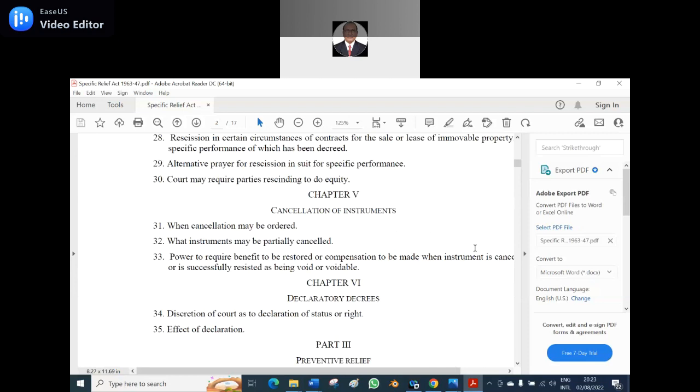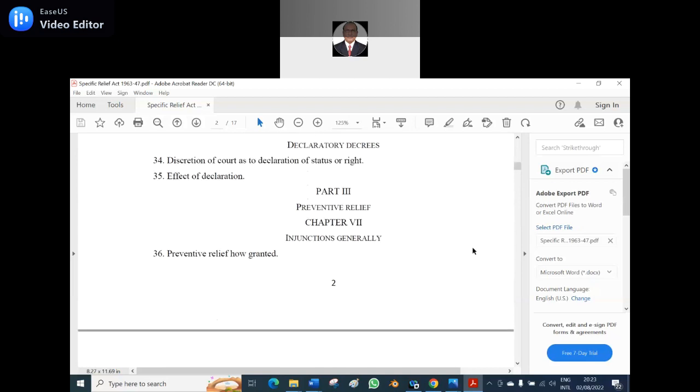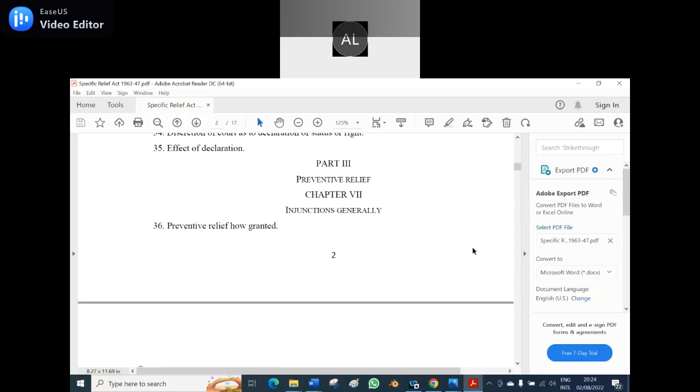They may ask how many chapters are there in part 2. The answer is six chapters. Very good. Then part 3, preventive reliefs, starts from chapter 7, and that is where injunctions come. And it is important. In which chapters will injunctions come?